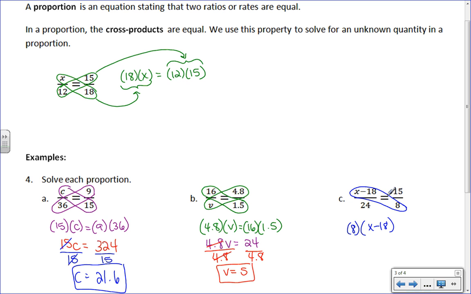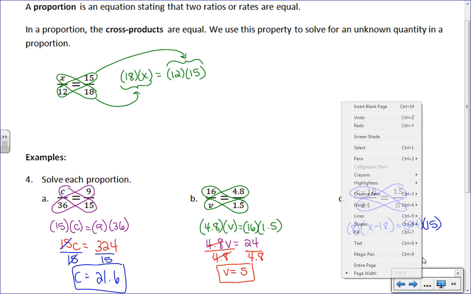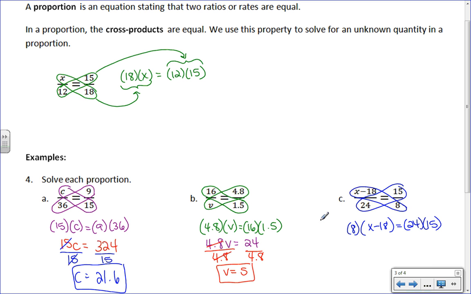8 times x minus 18. And then the other cross product is 24 times 15. Okay. And this may look a little funny over here, but all we need to do to simplify this is distribute the 8. So 8 times x is 8x, and 8 times minus 18 is minus 144. And on the right side, 24 times 15 is 360.